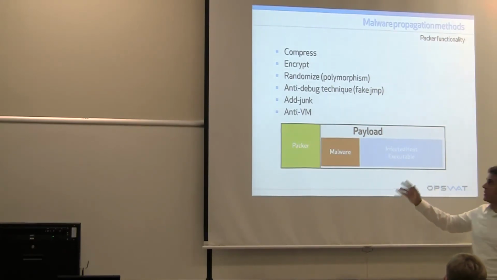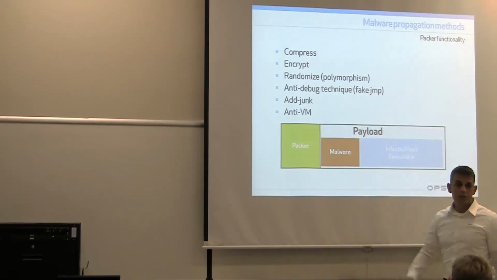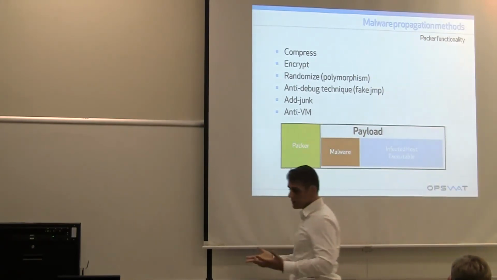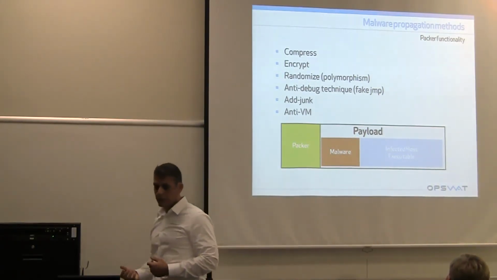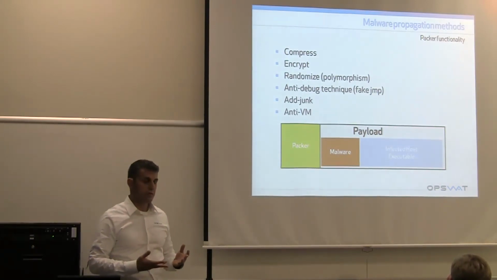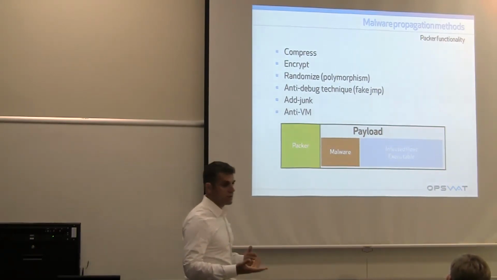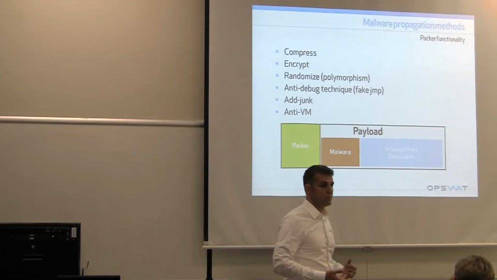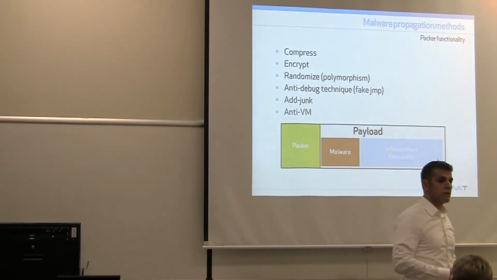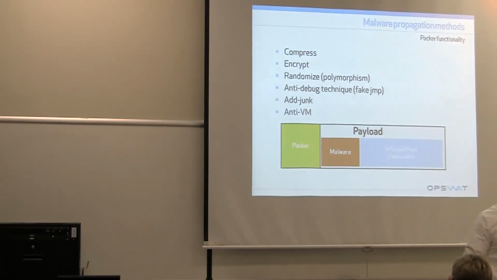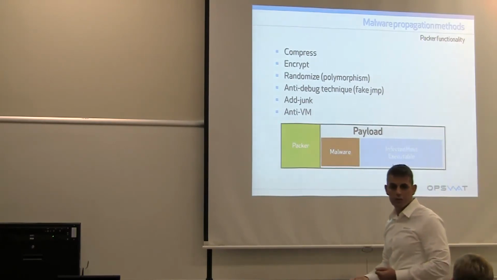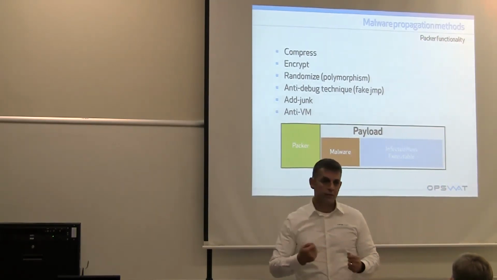But sometimes you add junk, and also you add some technology to do anti-VM, so this packer will not be able to explode on the virtual machine. And the reason it will not be able to run on a virtual machine is because the malware writers know that the malware analyzers, the antivirus companies, are going to run this malware in a virtual machine. So in order to avoid detection, they already know what tools the malware analyzers are going to use.